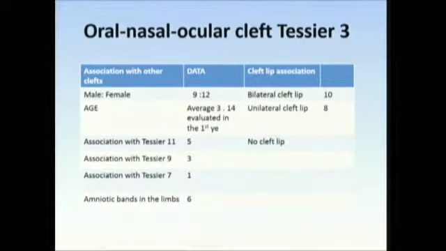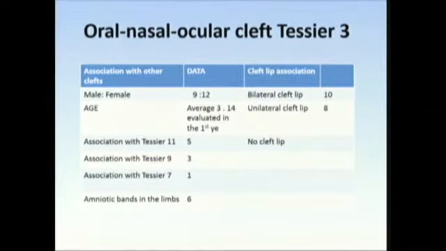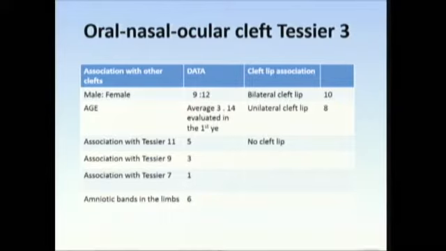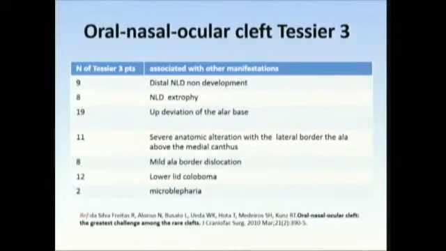So this is a series of patients with Tessier syndrome, just to show that they are involved with other problems. For example, this is association with Tessier 7. Only one was reported. Maybe our patient is number 2. God knows what was published after this. But in general, it tends to be associated with other abnormalities, for example, with lid colobomas, microblepharia. You have also abnormal nasal situation with exstrophy of the nasal tissues, and non-development of the nasolacrimal duct, just like others that I mentioned.